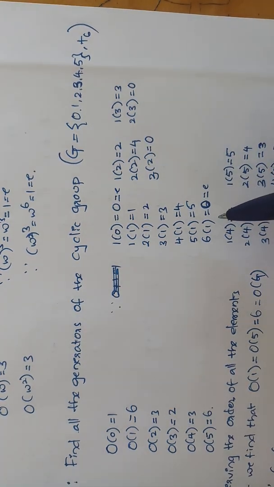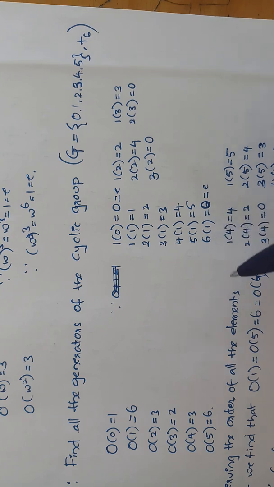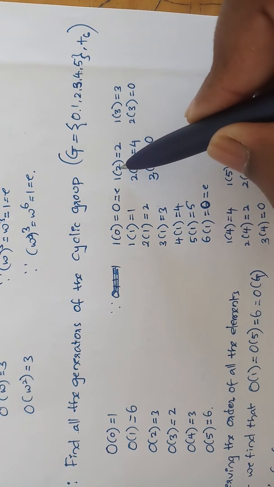So the order of 1 is what? If you add 1 six times, you get 6. If you divide 6 by 6, the remainder is 0, that is the identity element. Therefore the order of 1 is 6.